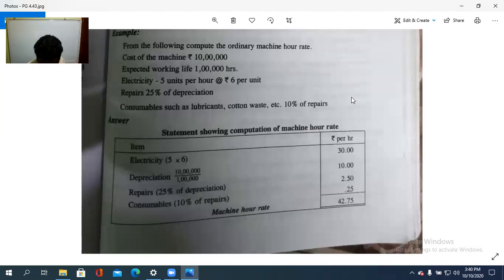So we will calculate this for a problem and then we will wind up the session, because too many things we studied, like percentage on direct material cost, direct labor cost, then percentage on prime cost, then hourly rate, then machine hour rate, then labor hour rate, isn't it? Six types of absorption of overhead. We will check once after this problem.